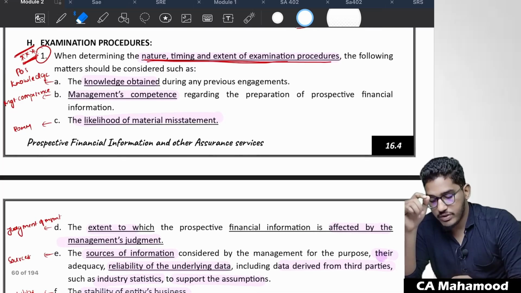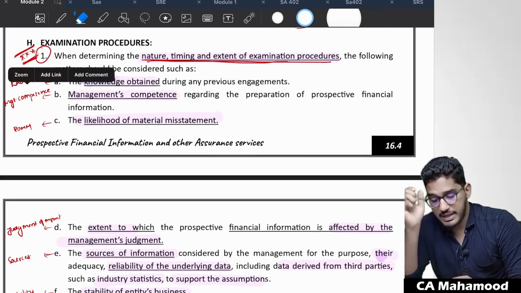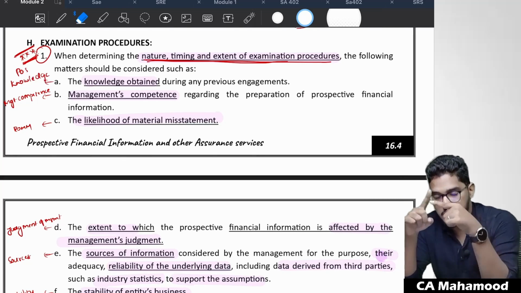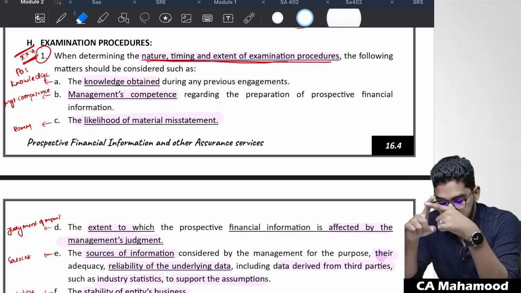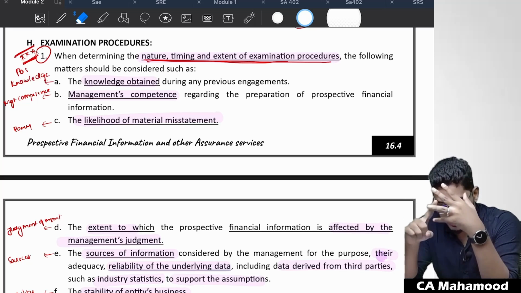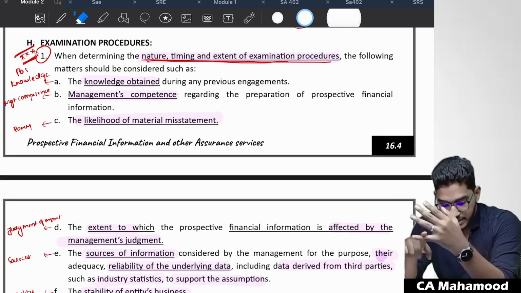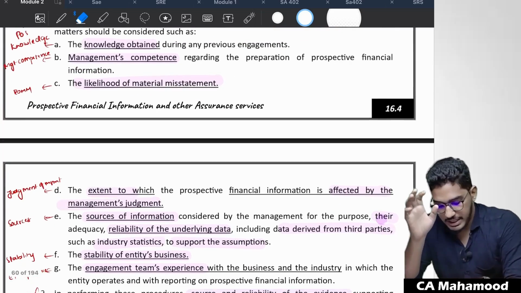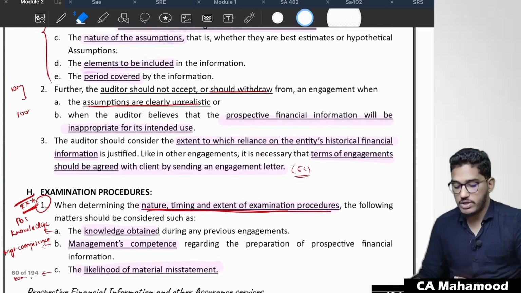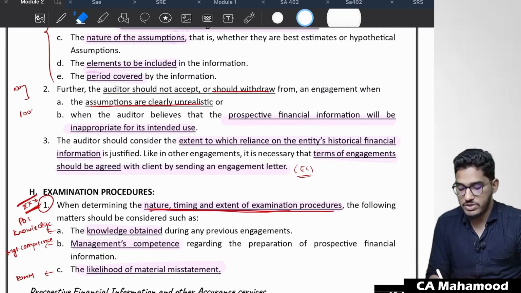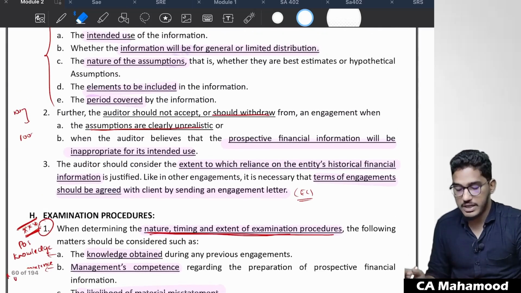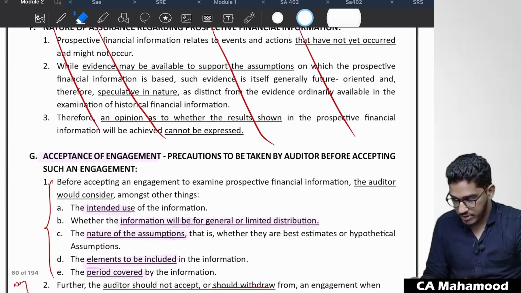Then what factors will you consider to decide the nature, timing and extent of examination procedures? On the basis of knowledge obtained during previous engagement, management's competence, likelihood of material misstatement, nothing but risk of material misstatement, judgment of the management, sources of the information, and stability and experience. So the most important questions from this standard are on this examination procedure. What are the nature, timing and extent of the examination procedures? So that is one important question.